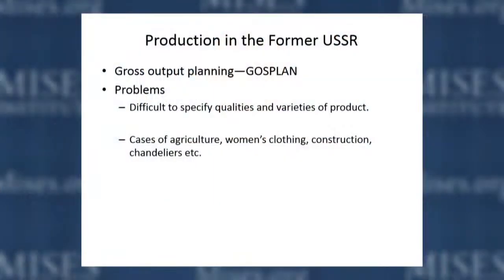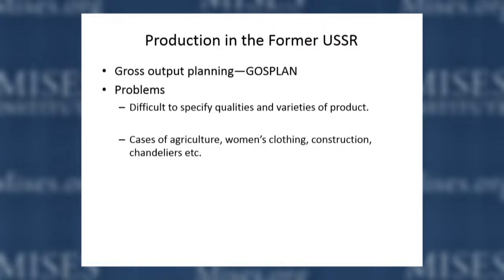Production in the Soviet Union was done through gross output planning. That is, each industry was given a target of, for example, how many nails it had to produce, how many chandeliers it had to produce, how many yards of women's clothing it had to produce. And these weren't given in value terms, they were given in physical terms. How many tons of nails had to be produced, how many yards of women's clothing, how many chandeliers of a certain size.